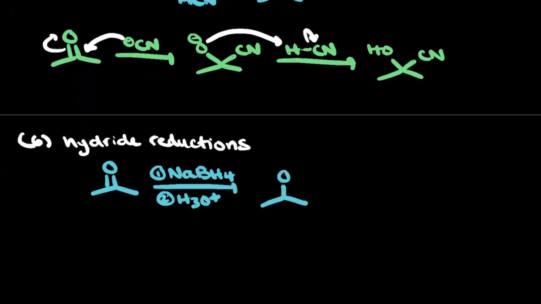I'll show you guys the mechanism in a bit. But essentially, all you end up getting is an alcohol from where that ketone or aldehyde used to be. For this, you can also use LiAlH4, although it's much more dangerous, just in real life, not on paper.